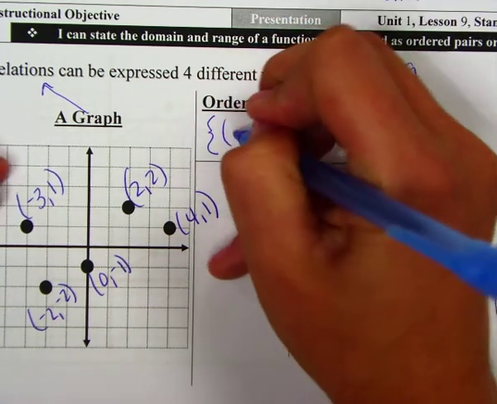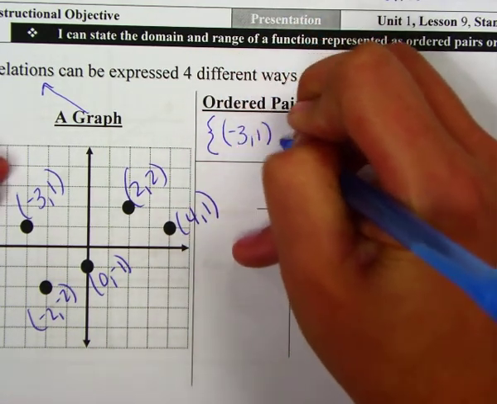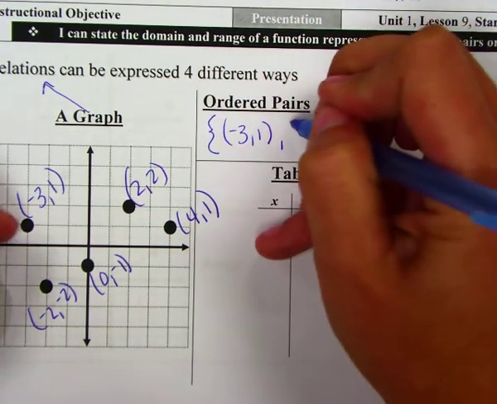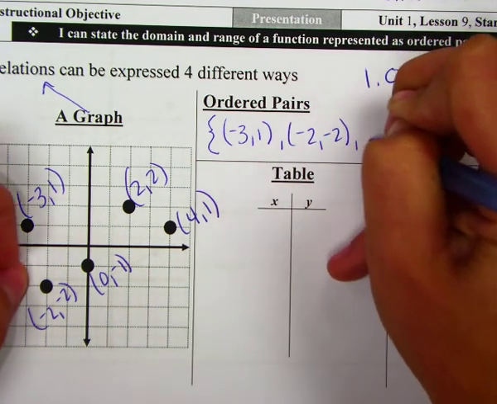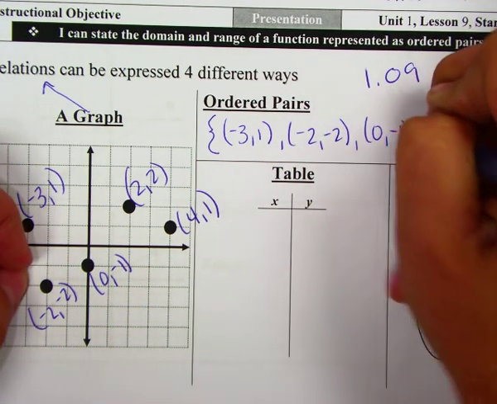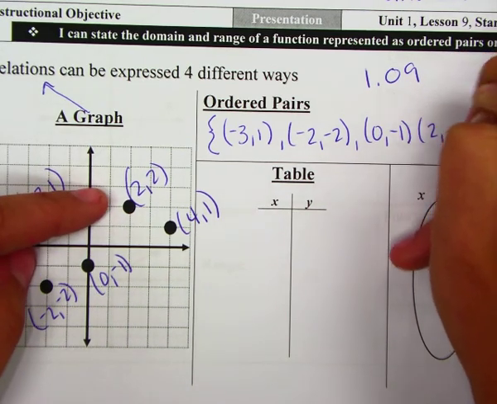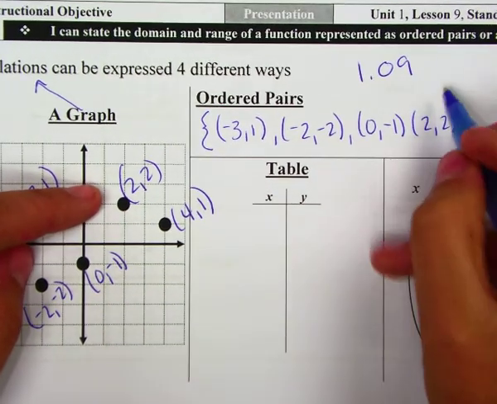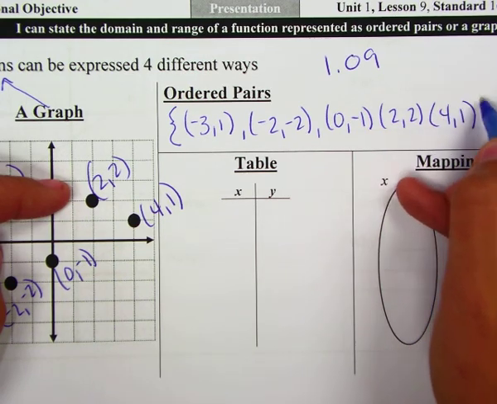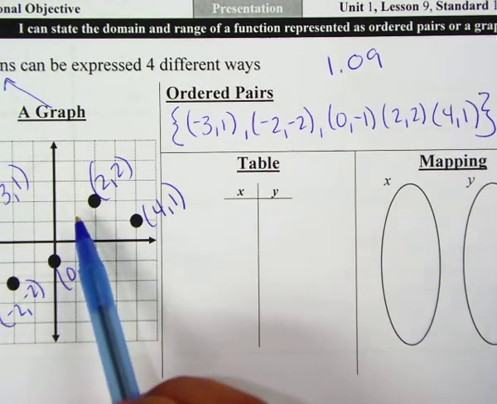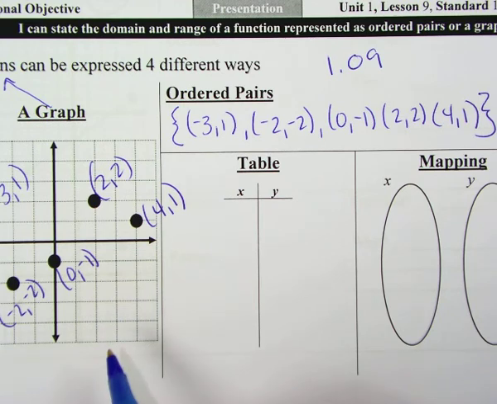So I'd say negative 3, 1 is a point that's part of this. Negative 2, negative 2 is part of this. 0, negative 1 is part of this. 2, 2 is part of this. And lastly, 4, 1. All of these are points that are on this graph.